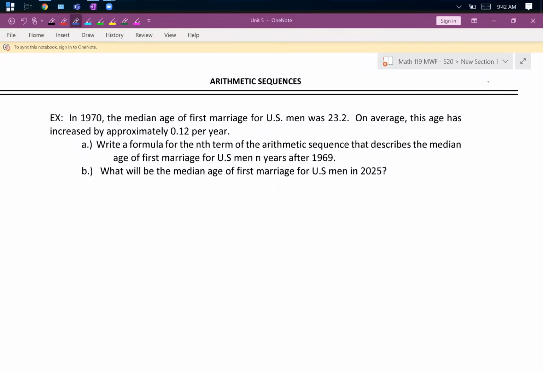And then we want to figure out what the median age for first marriages will be for U.S. men in 2025. So we'll start by writing our formula. Remember that our generic formula for the nth term of an arithmetic sequence is a sub n equals a sub 1 plus d, which is our common difference, times n minus 1.